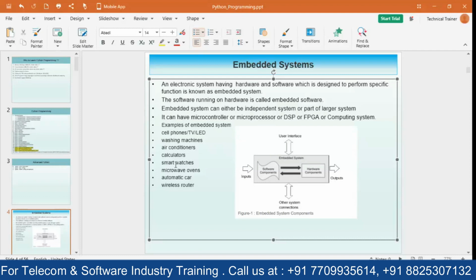Your charger is not an embedded system. Your bike, sorry, cycle is not an embedded system. Your pen is not an embedded system. Your mouse is not an embedded system. So you can think in this way. Now, nowadays, because of IoT, even a fan is becoming an embedded system.